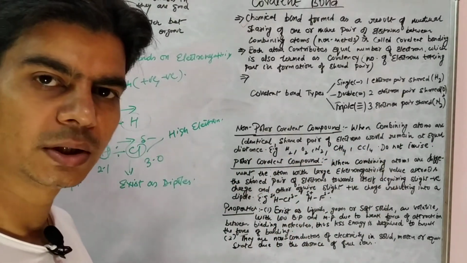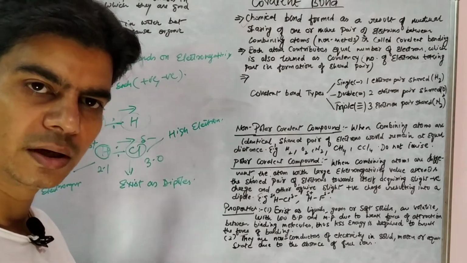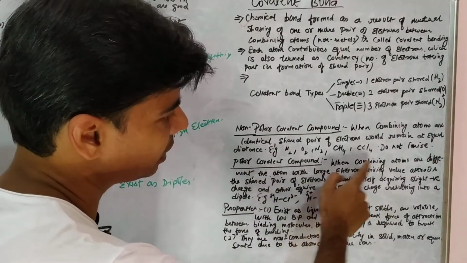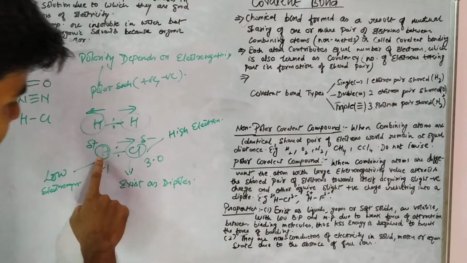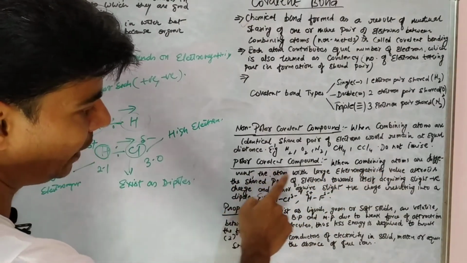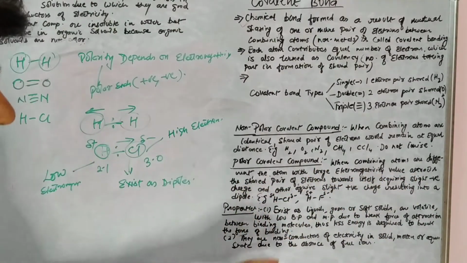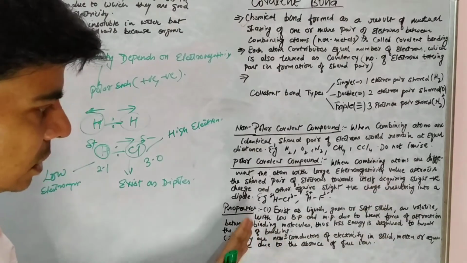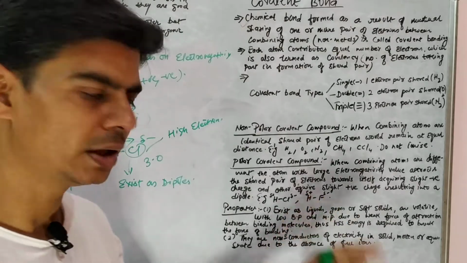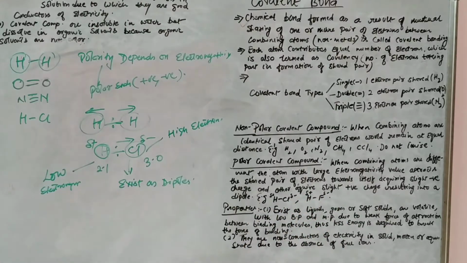Why at equal distance from both the combining atoms? Because both are attracting the shared pair of electrons with equal force. In polar covalent compounds, when combining atoms are different, like hydrogen and chlorine, the atom with the larger electronegativity value attracts the shared pair of electrons towards itself, acquiring a slight negative charge, and the other acquires a slight positive charge, resulting in a dipole, like the molecules of hydrogen fluoride and hydrogen chloride, right?